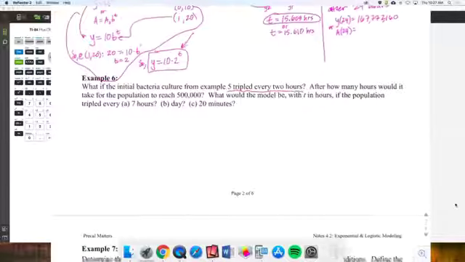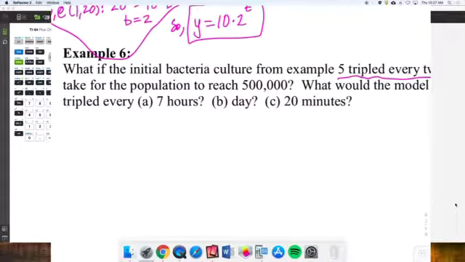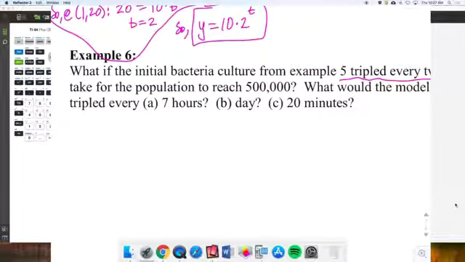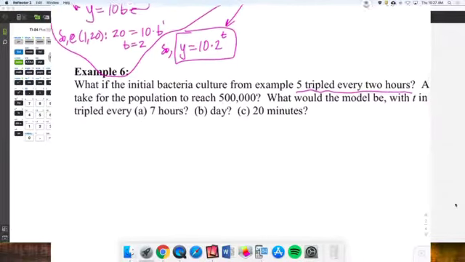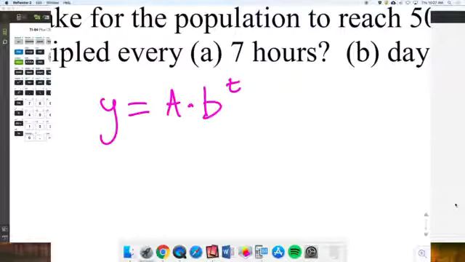I want you to determine what the new equation would be, and then how long would it take for that bacterial culture to reach 500 grand. So I'll give you a couple of minutes to do that. What would the new equation be, and how long would it take? If you don't have a calculator, you can at least set up the equation for how long it'll take, and then we'll do it together.